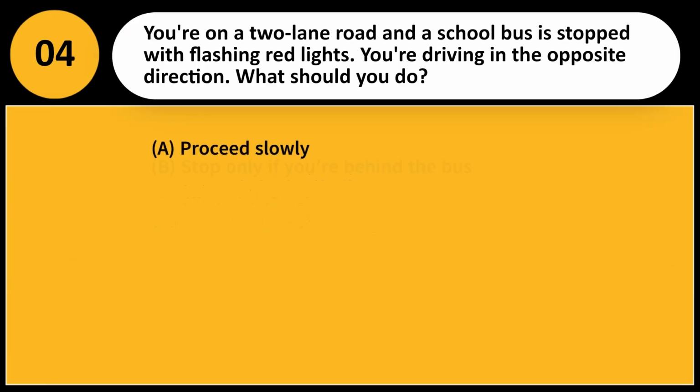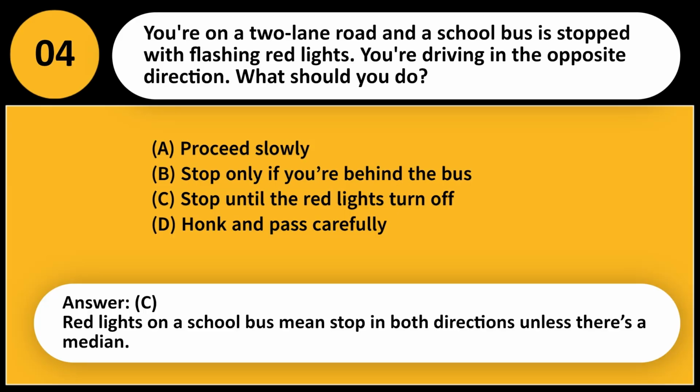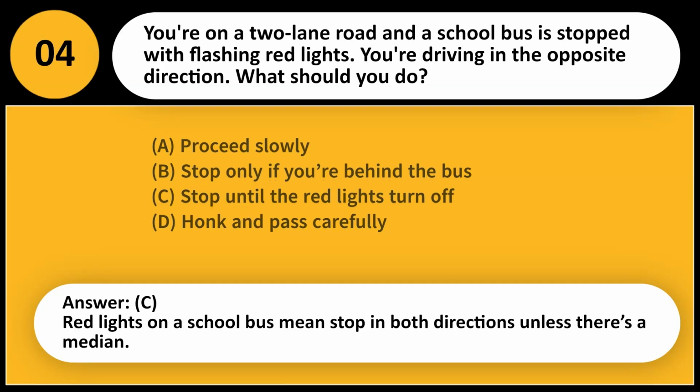You're on a two-lane road and a school bus is stopped with flashing red lights. You're driving in the opposite direction. What should you do? A. Proceed slowly. B. Stop only if you're behind the bus. C. Stop until the red lights turn off. D. Honk and pass carefully. Answer: C. Red lights on a school bus mean stop in both directions unless there's a median.